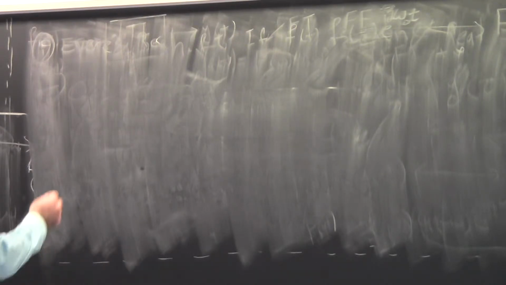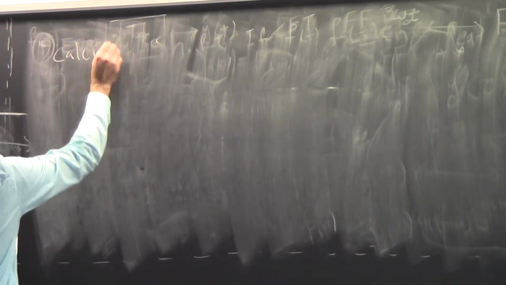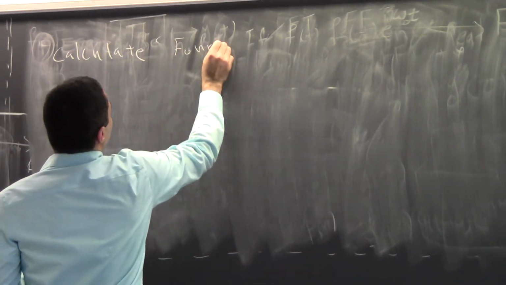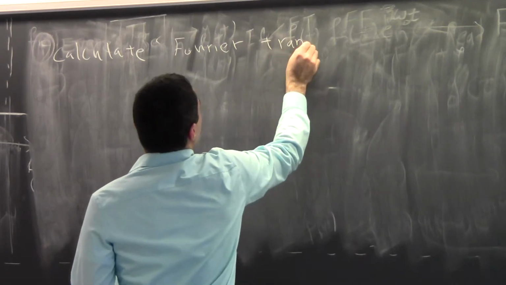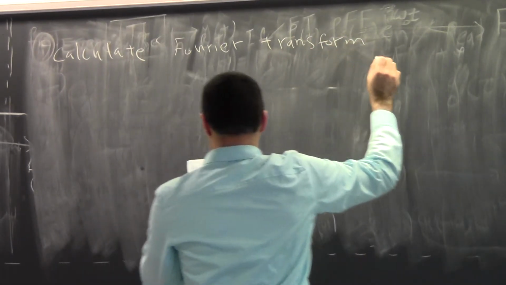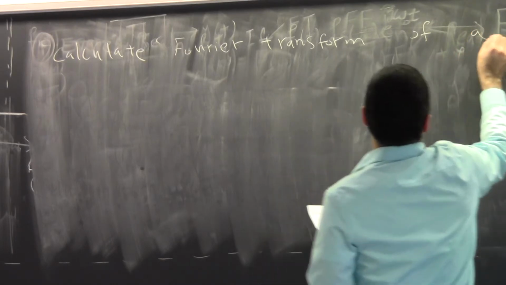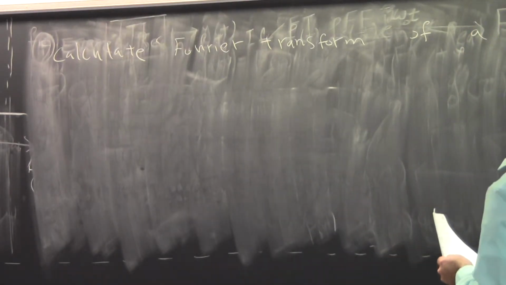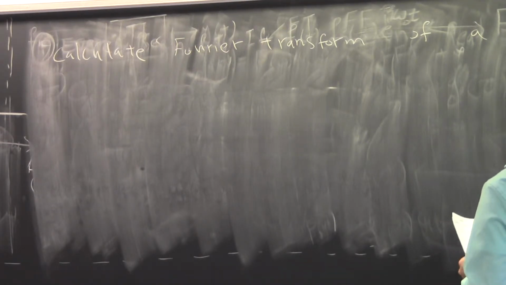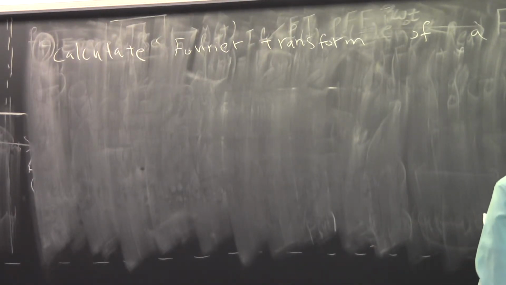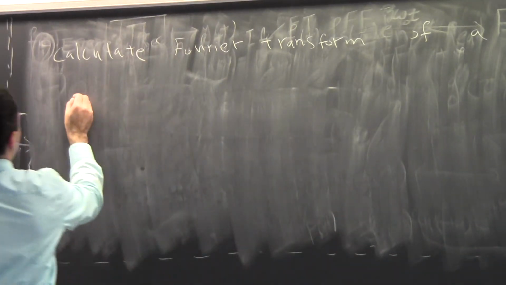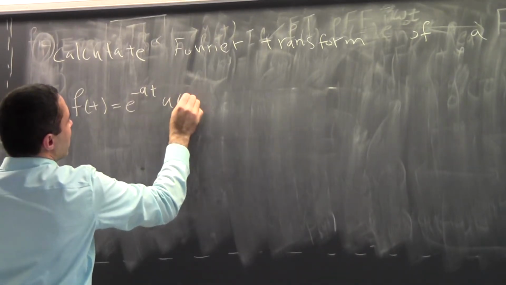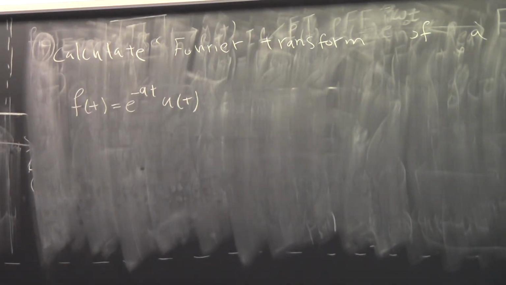Let's move on to calculate Fourier transform of a few, or yeah, I think a few only I can do. Yeah, a few popular signals. Okay, this is e to the minus at u(t). Let's see if we can do this or not.